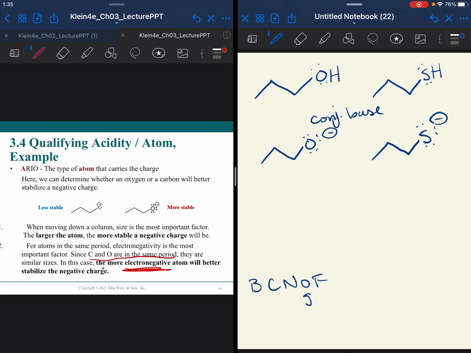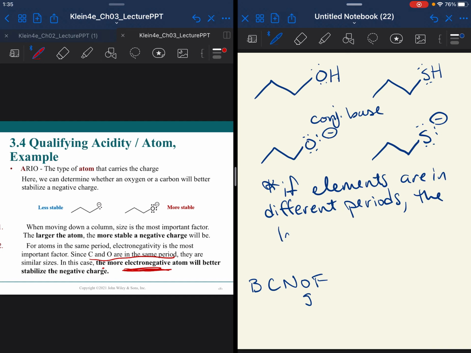But the rule about the atom is which element can hold the charge better. And when they're all similar in size, like in row 2, electronegativity rules the day. But if the elements are in different rows or different periods, the larger atom is more stable with the charge.